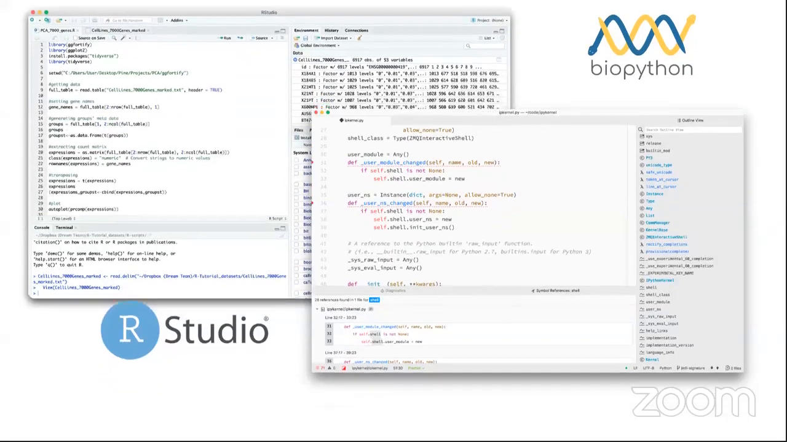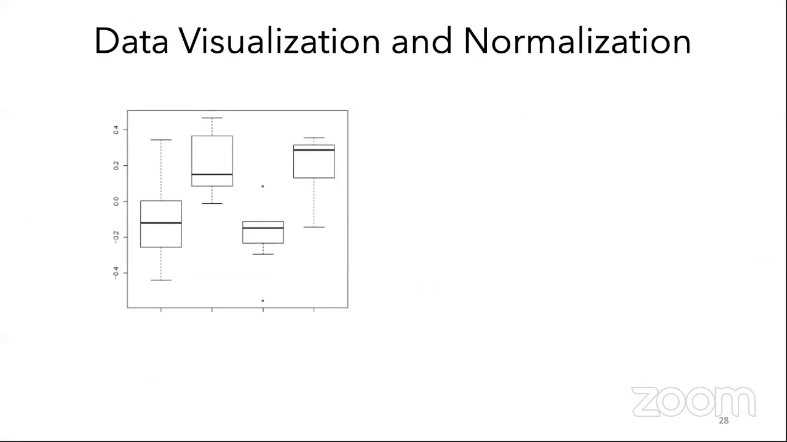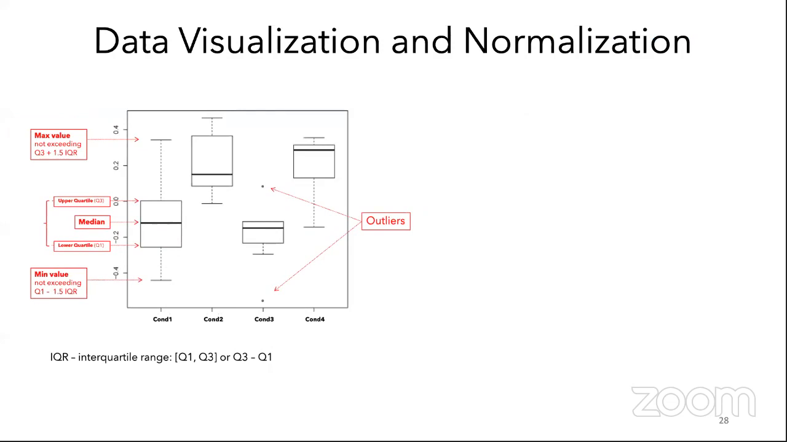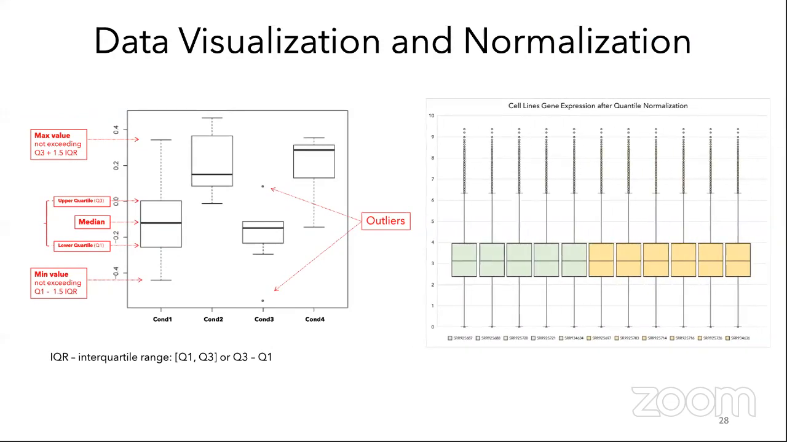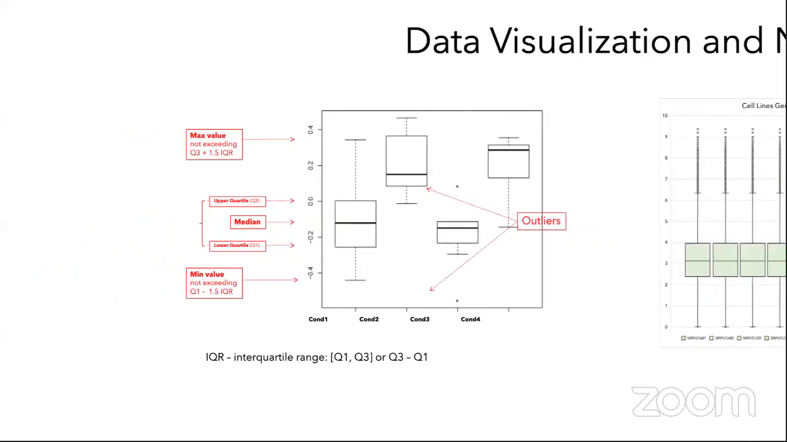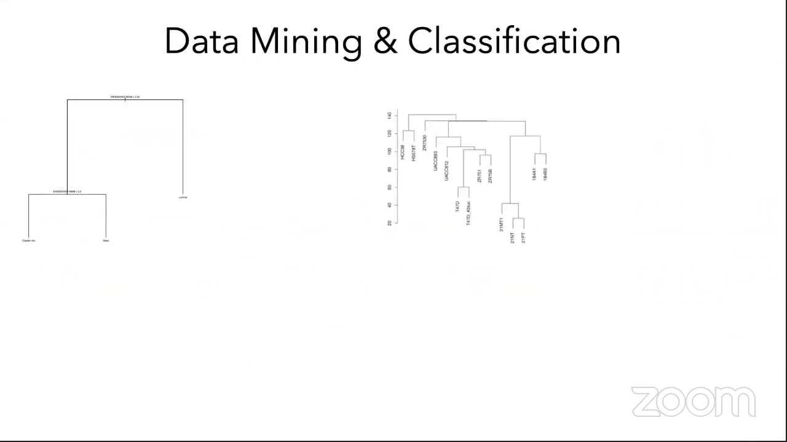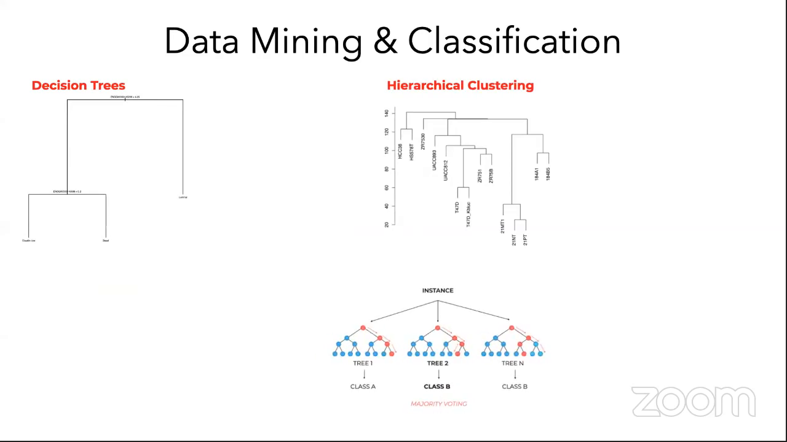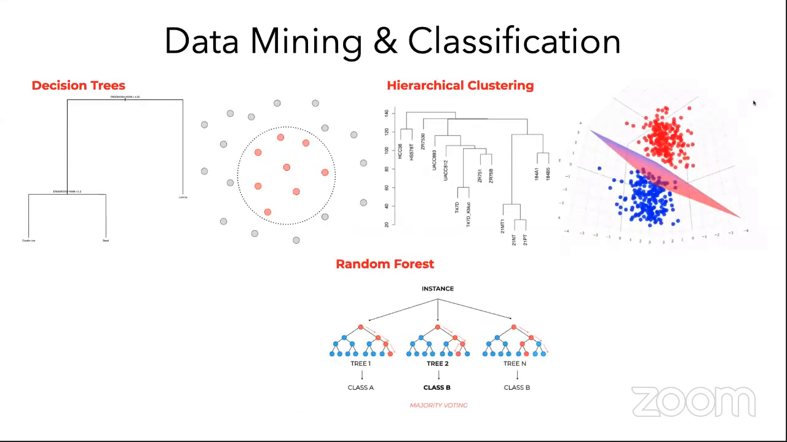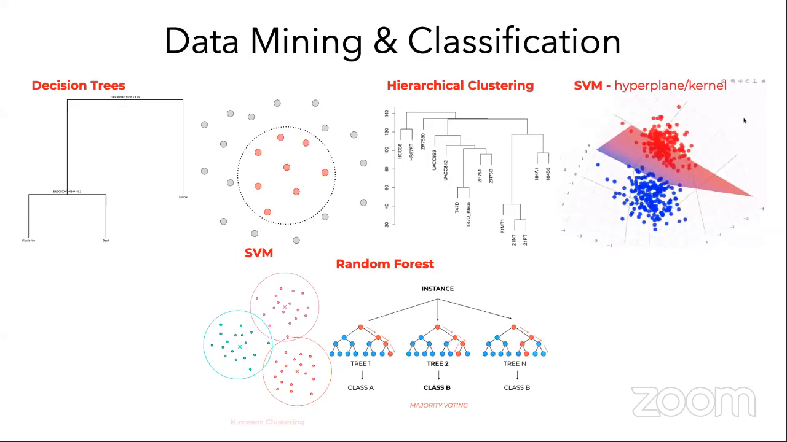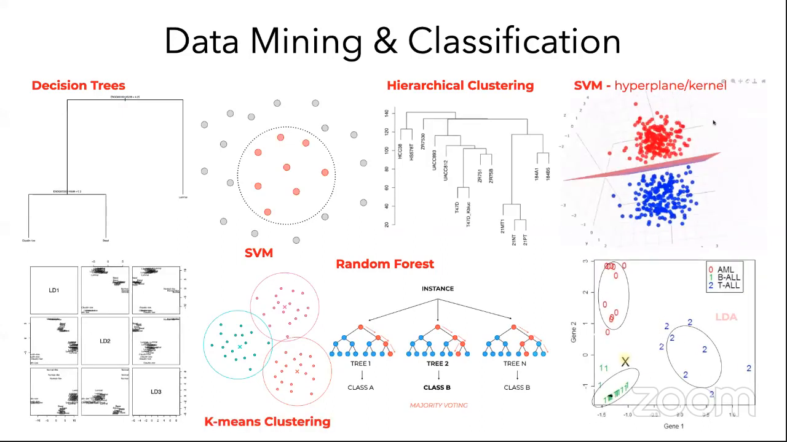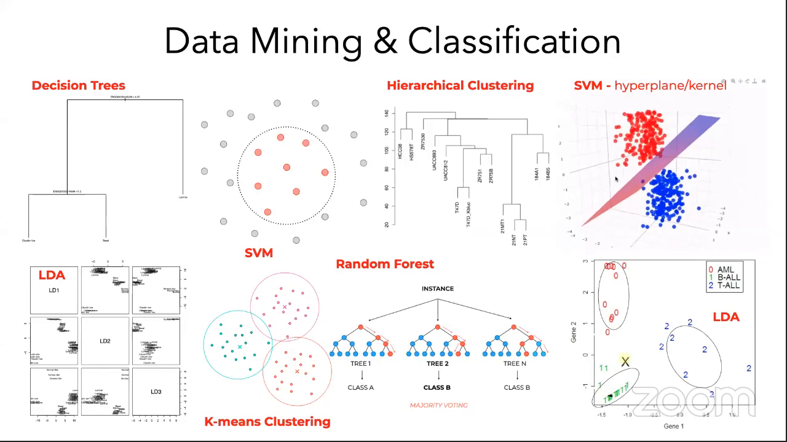So what are the applications? First of all, we'll talk about how to do data visualization, summary, and exploration, including understanding of what these different visualization methods do and how they really apply to specific problems in big data sets. We'll also talk about different types of data mining and classification methods, including decision trees, hierarchical clustering, random forests, support vector machines, different types of k-means clustering and other types of clustering, linear discriminant analysis, and others.